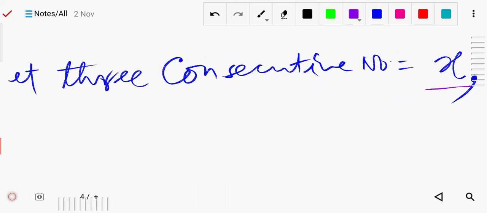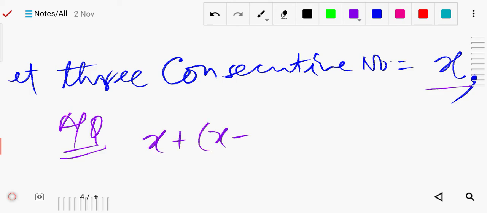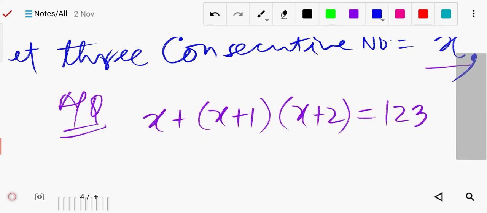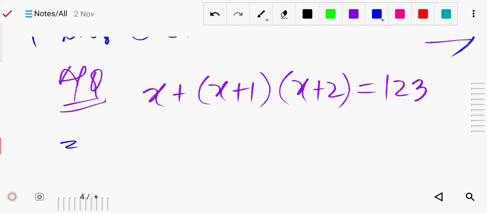Now according to the question we will sum them, and their sum is given. The first number is x, the second is x plus 1, the third is x plus 2, and their sum is 123. It is given already. So now we will solve. We have to find the value of x. First of all, we will remove the bracket.